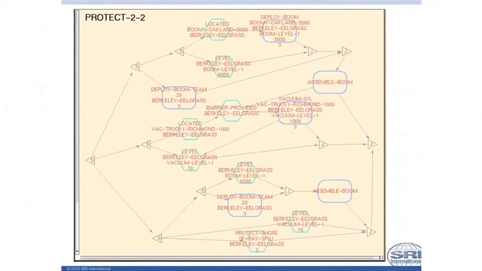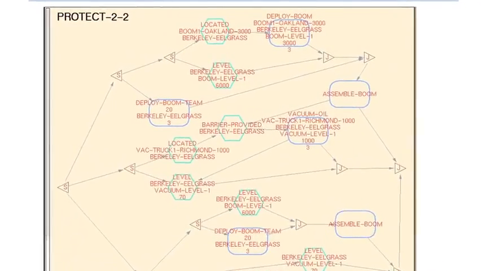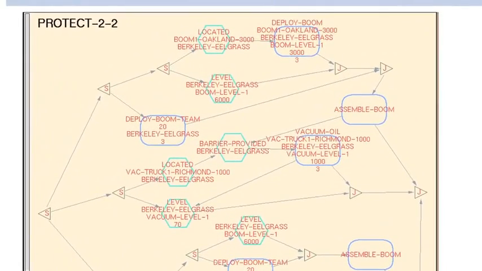So in the next slide, we actually see a screenshot capturing part of an oil spill response plan from the SIPE GUI. We'll look at the top three nodes of this plan. In the top right, you see a blue oval. Blue ovals represent primitive actions that are already in the plan. In this case, the action is to deploy 3,000 feet of boom to the Berkeley eelgrass at time 3. This spill was in the San Francisco Bay.